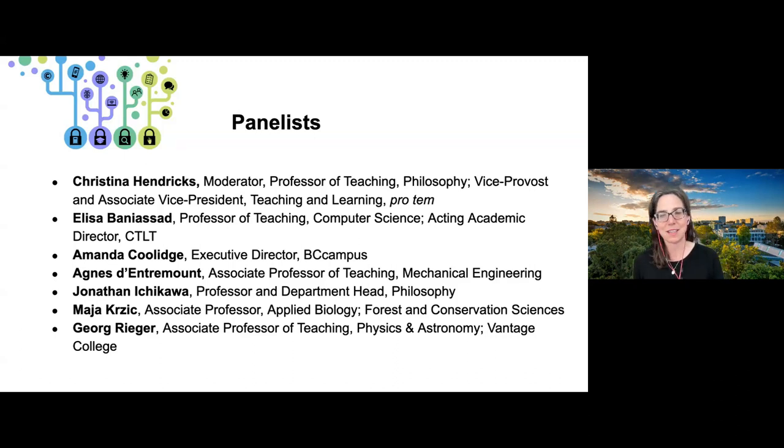So, I'm the moderator. We also have Elisa Bani-Assad, who's professor of teaching and computer science and acting academic director of the Center for Teaching, Learning, and Technology at UBC Vancouver. We have Amanda Coolidge, who's the executive director at BC Campus. Agnes Dontremalt, who's associate professor of teaching and mechanical engineering at UBC Vancouver. Jonathan Ichikawa, professor and department head in philosophy, and his cat. We're very happy to have the kitty here. Maya Kurzik, who's associate professor in applied biology and forest and conservation sciences. And George Rieger, who's associate professor of teaching in physics and astronomy, and also in Vantage College. So welcome to all of you.